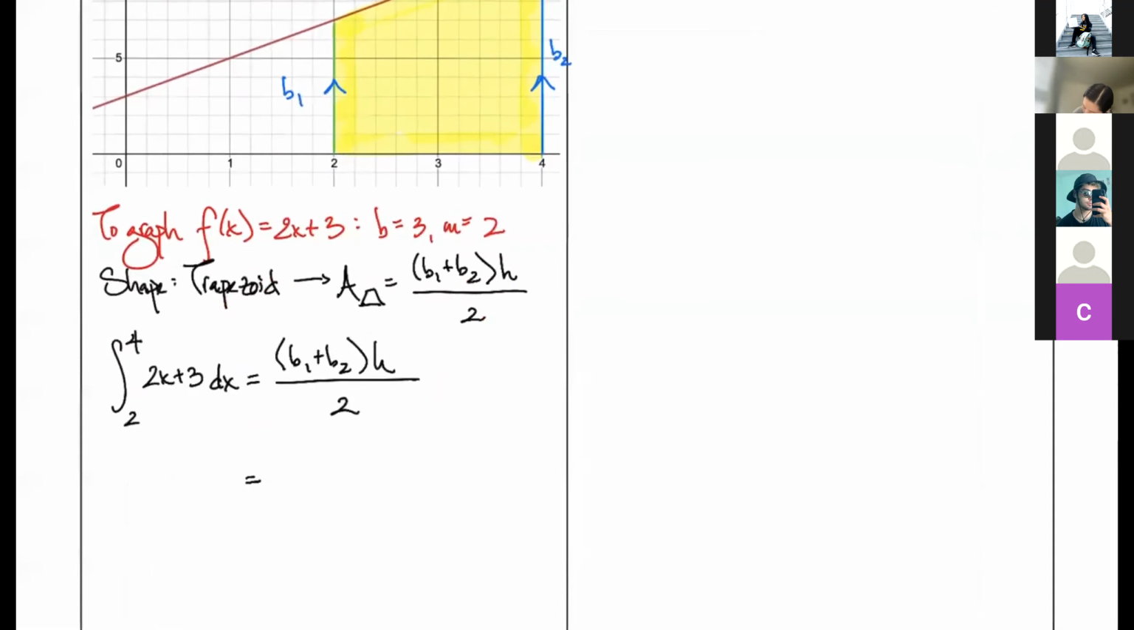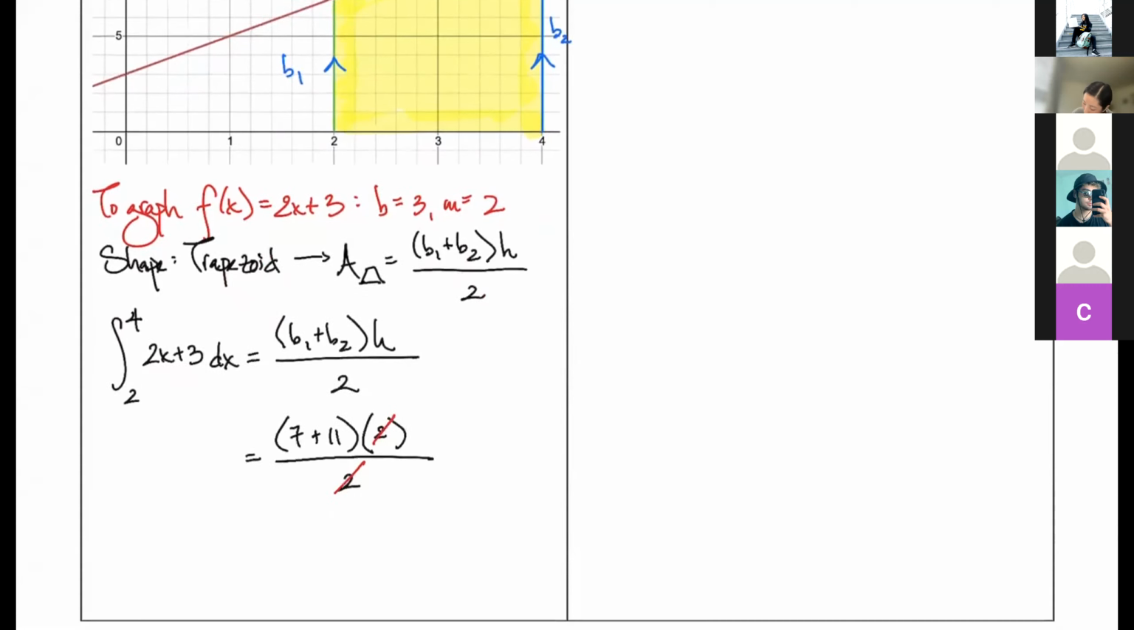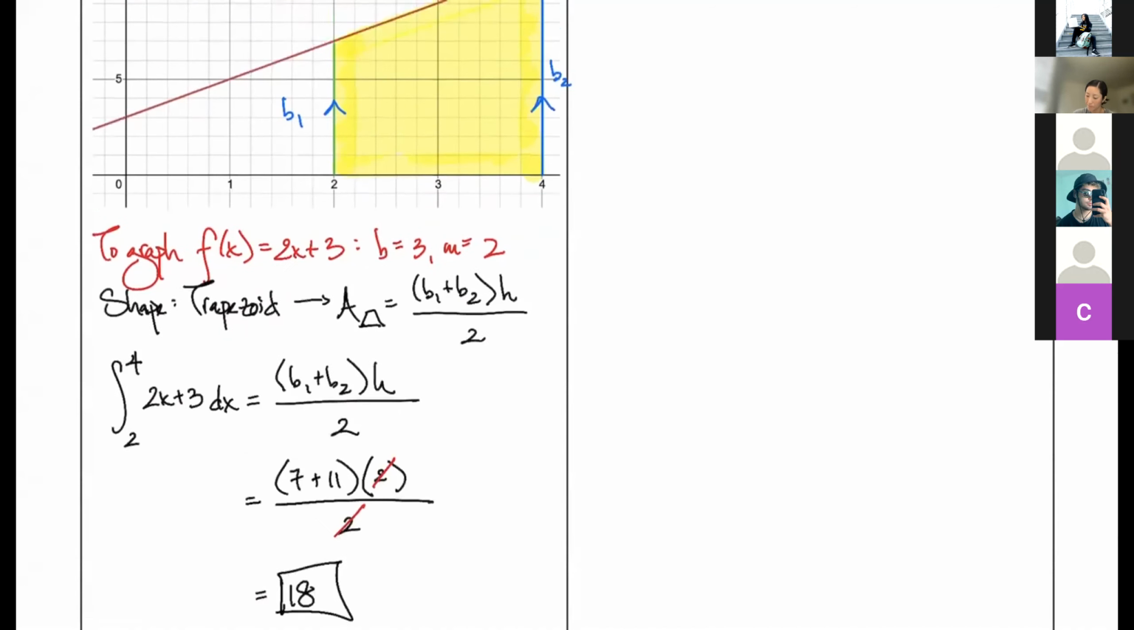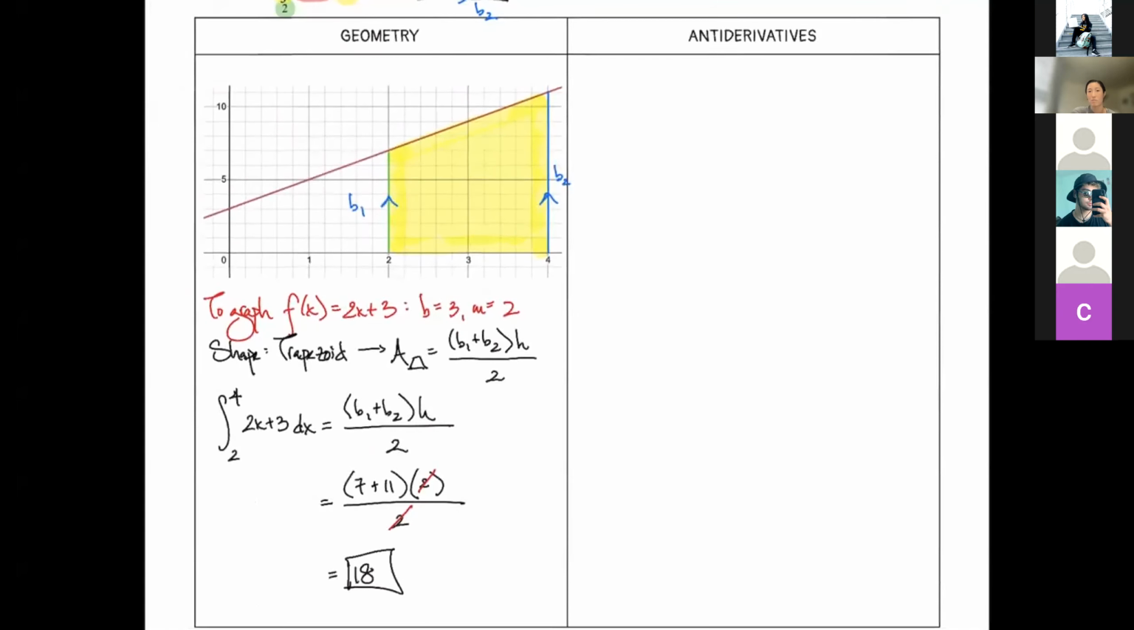So for our base 1, we're going to go ahead and put in 7, plus our base 2, we're going to put in 11. The height is 2, and we have 2 down here. I'm going to go ahead and reduce, and then we'll get 7 plus 11 gives us 18 as the area. Okay. So using what we know about area, we were able to figure out the area of this shape, right? Not too hard. We just need to remember the trapezoid formula. All right.